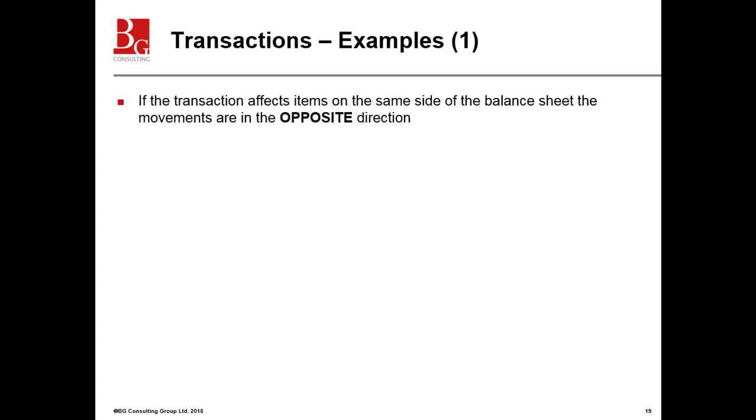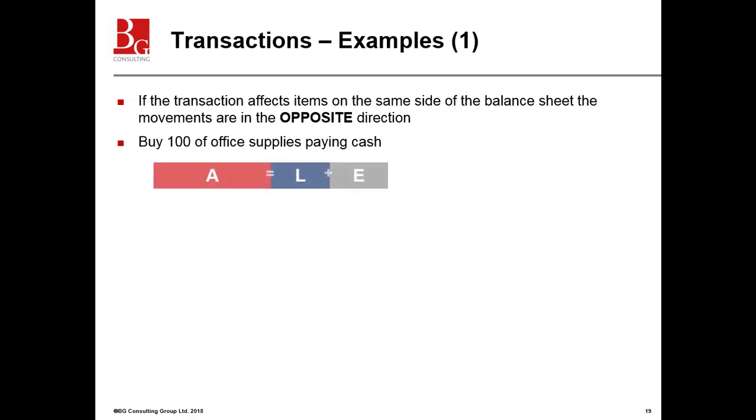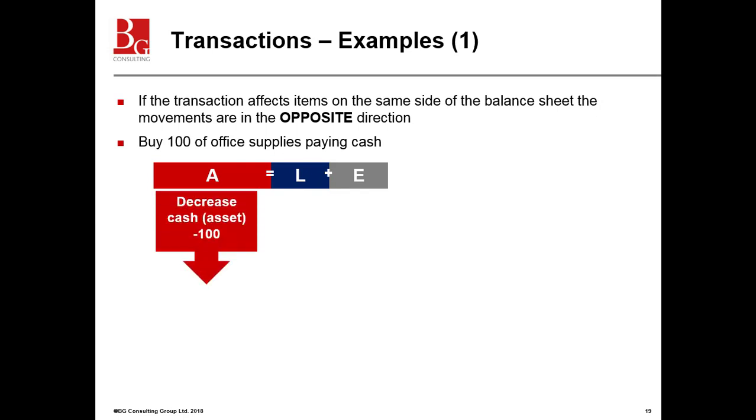Here's our first example. If the transaction affects items on the same side of the balance sheet, you'll see the movements are in the opposite direction to each other. So let's say we buy 100 of office supplies paying cash. Here's our balance sheet. Well, if we're paying out cash, then clearly cash, which is an asset, is going to be shown decreasing by 100.